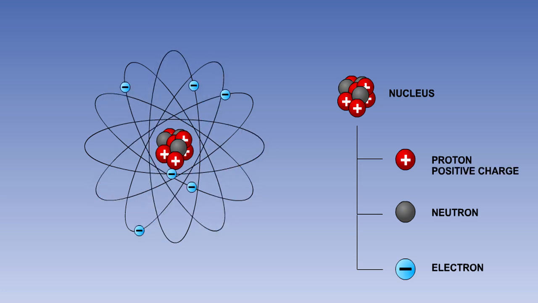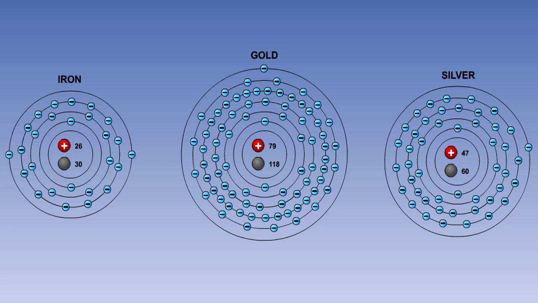Each proton in the nucleus has a positive electrical charge. The neutrons have no electrical charge, and for our purposes they can be ignored. Each electron has a negative electrical charge. Each atom has an equal number of protons and electrons. Their electrical charges cancel each other out, so an atom is electrically neutral. Atoms of different materials have different equal numbers of protons and electrons.